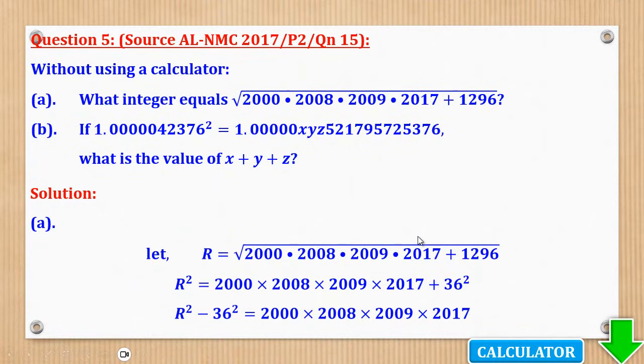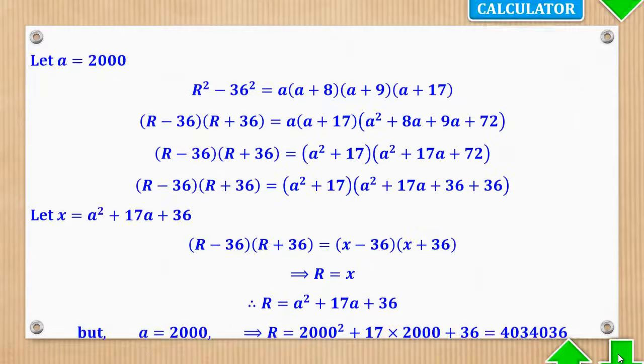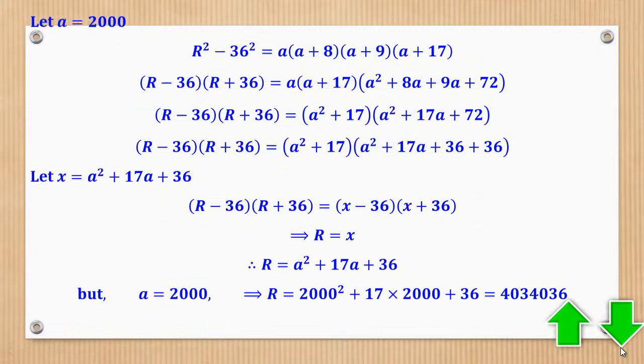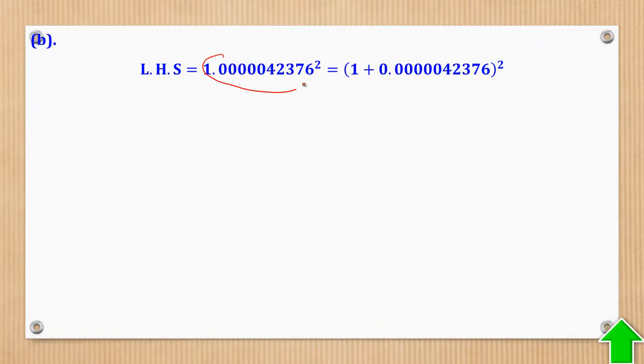Part B says if 1.00005 zeros, then 42376 squared is equal to this. What is the value of x plus y plus z? So you need to get the value, the digits x, y, and z. Okay. So left-hand side is equal to this, which can be written as this.